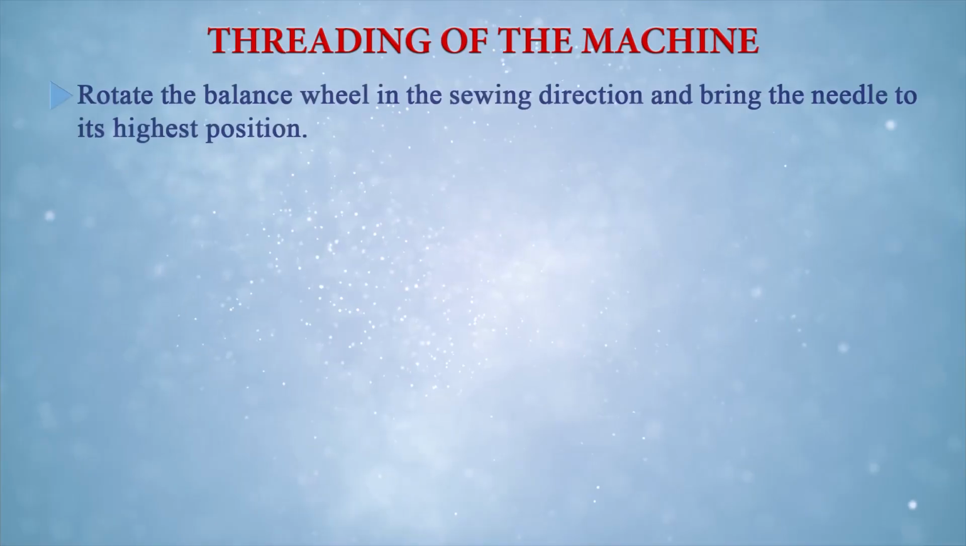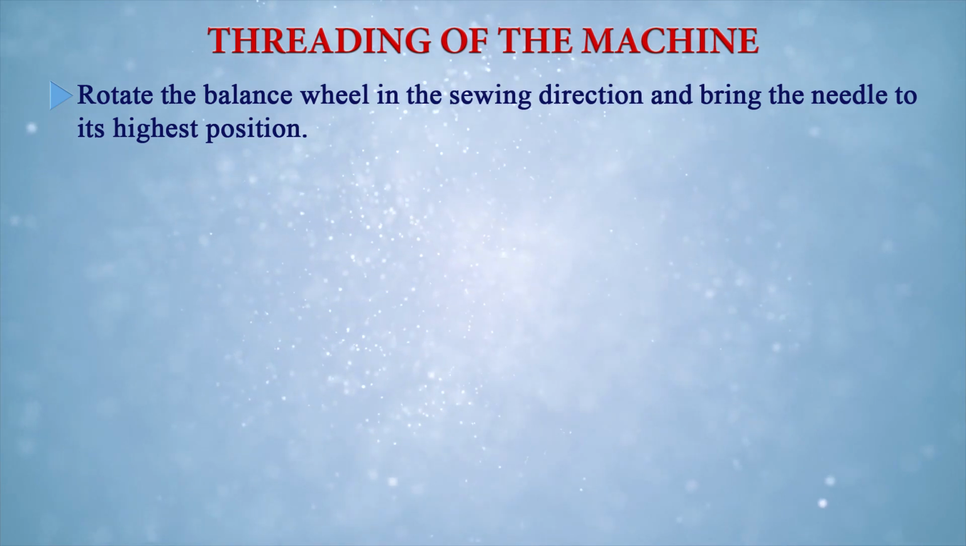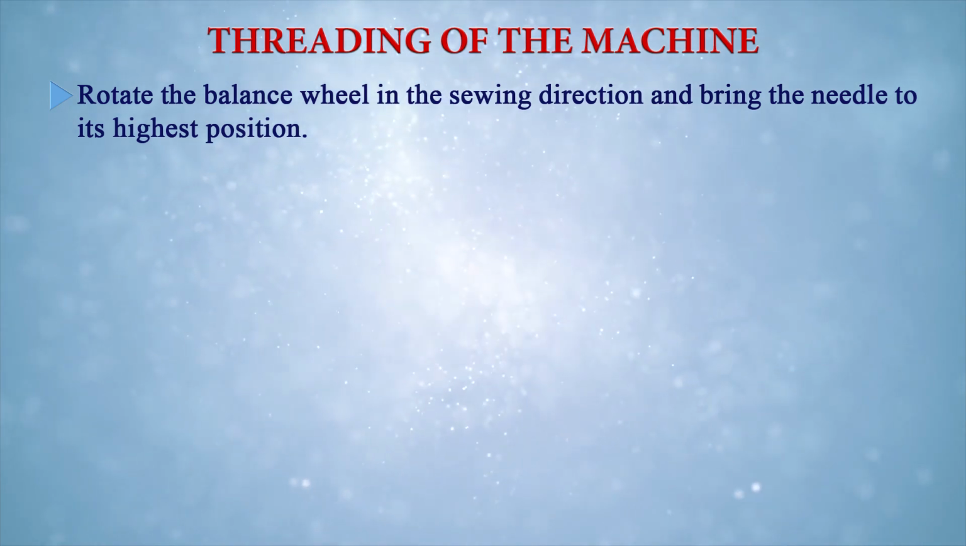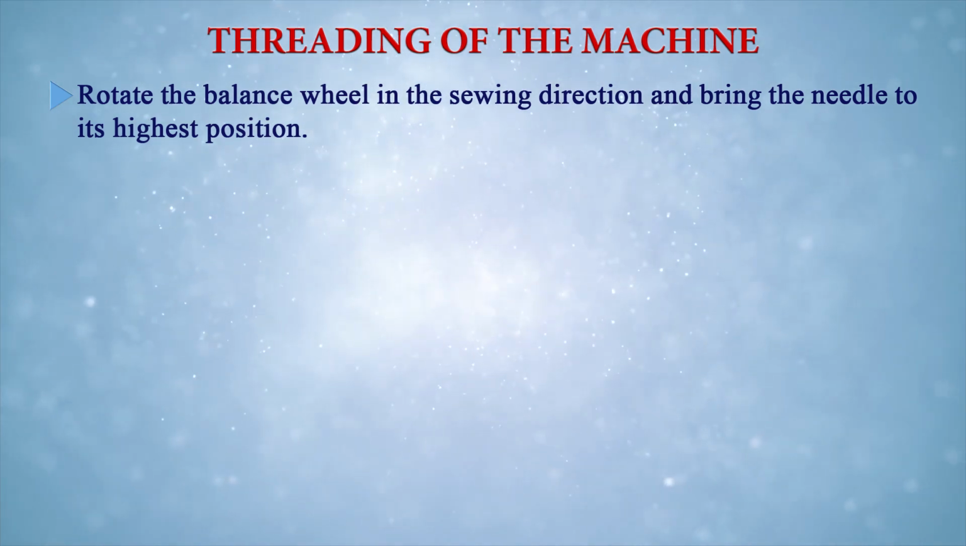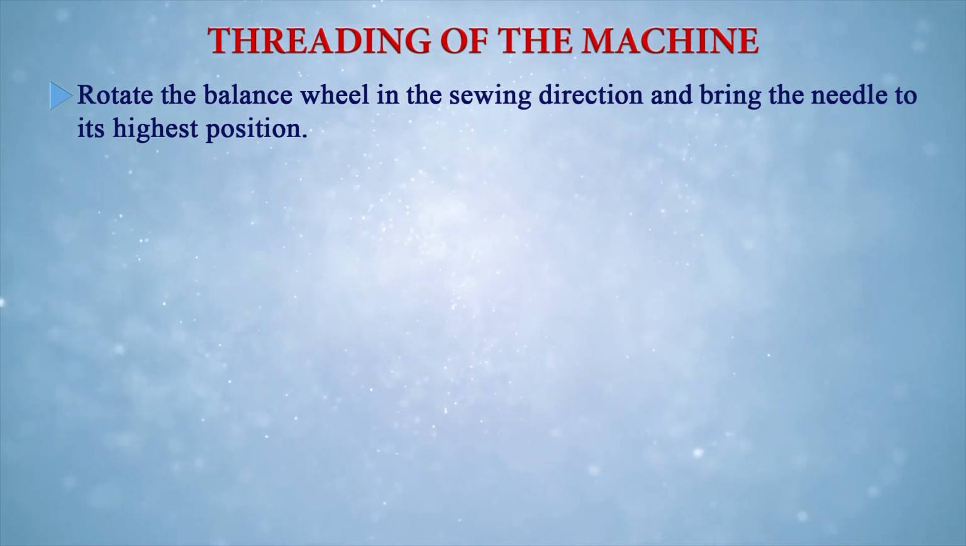The second setting on the sewing machine is the threading of the machine. Once we have inserted the needle, the second thing for sewing is that we have to insert the thread to start the sewing process. Then we again rotate the balance wheel in the sewing direction to bring the needle to the highest position.